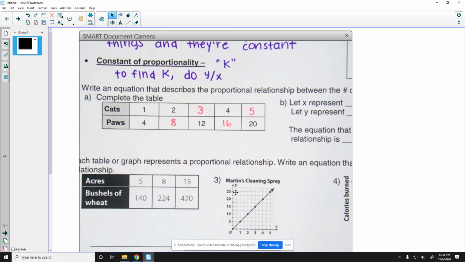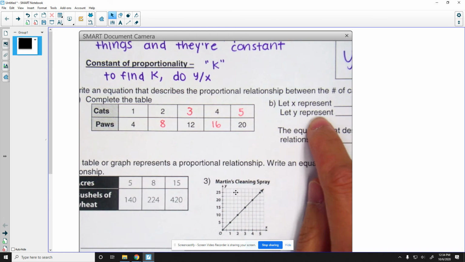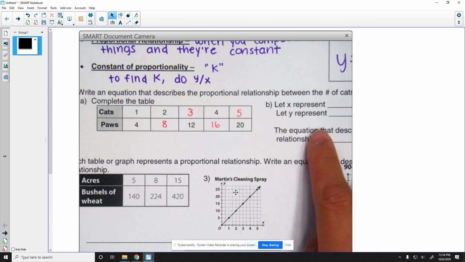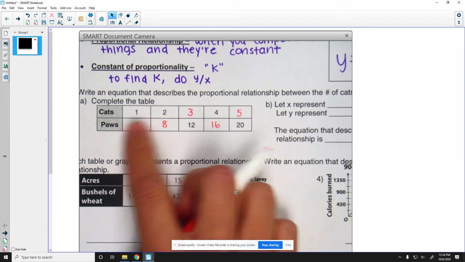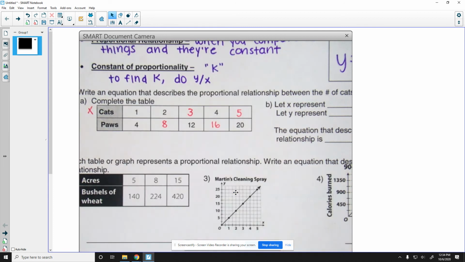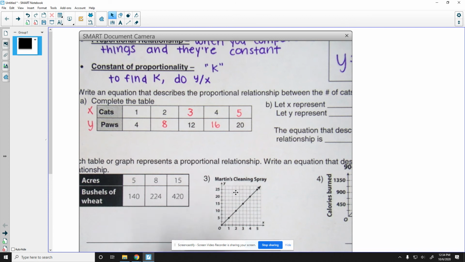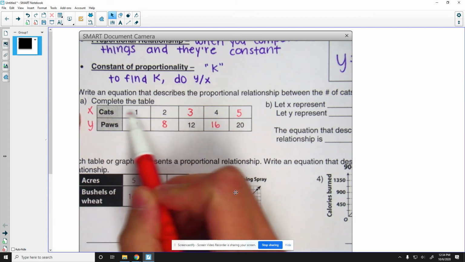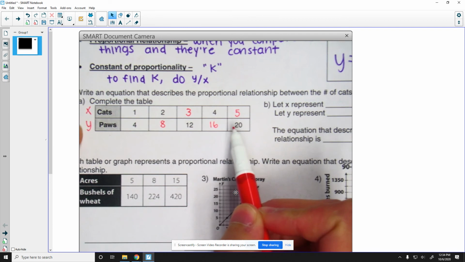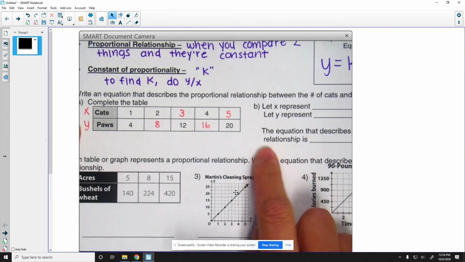That's your constant. Okay? Now, here it says let x represent and let y represent. Let me tell you guys something. This is something you have to memorize. Whenever I have a table, the x is always the top row and the y is always the bottom row. Okay, whenever you label something, the x is always on top, the y is always on the bottom. That's just a rule.